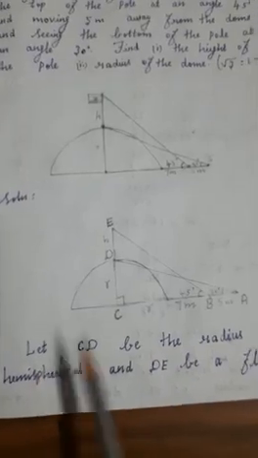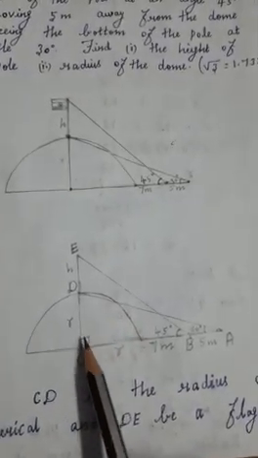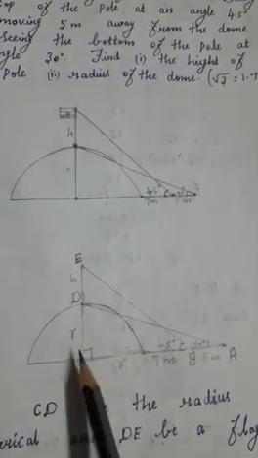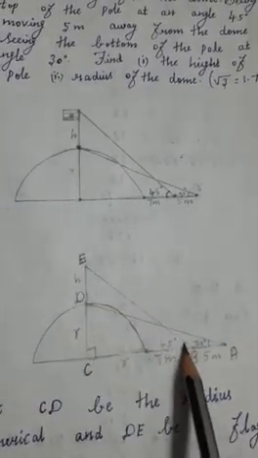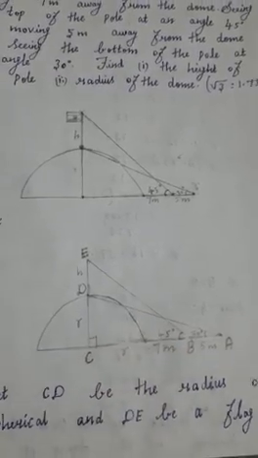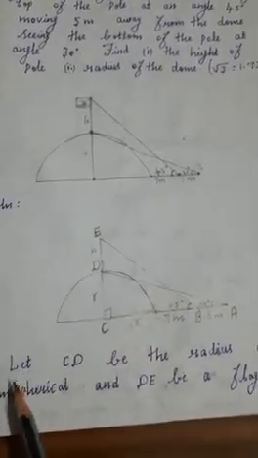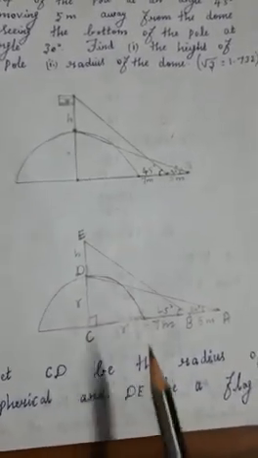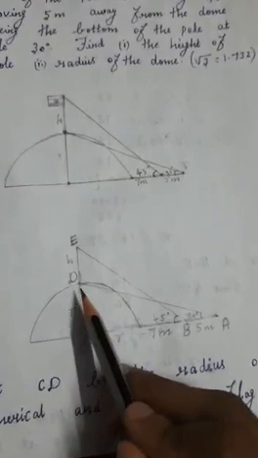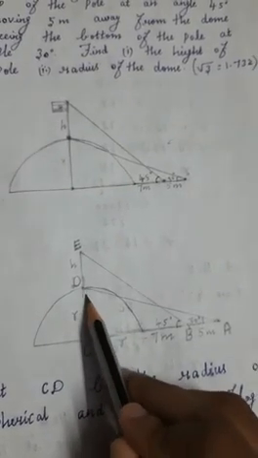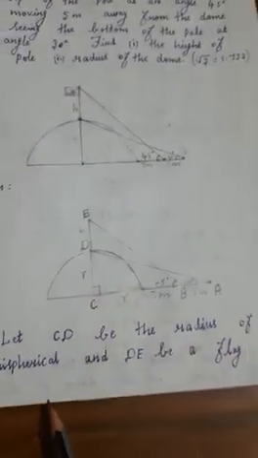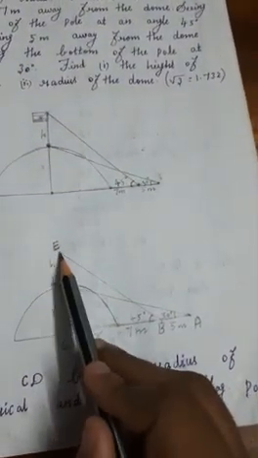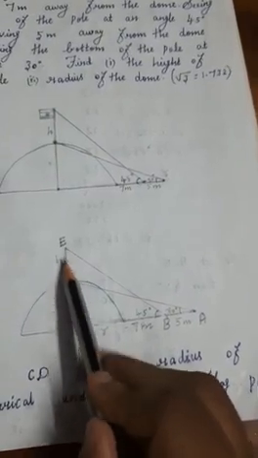Now see how many right triangles you have. Now you can look at this diagram. So this one is a right angle triangle with 30 degrees. After this one, a right angle triangle with 45 degrees. So two right angle triangles we have. So now see, let CD be the radius of the hemisphere. You know that this is the radius. Let CD be the radius of the hemisphere and DE be the flagpole. Okay, so this is DE we have taken, so this is the flagpole.